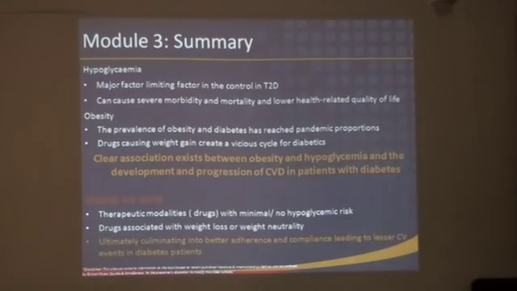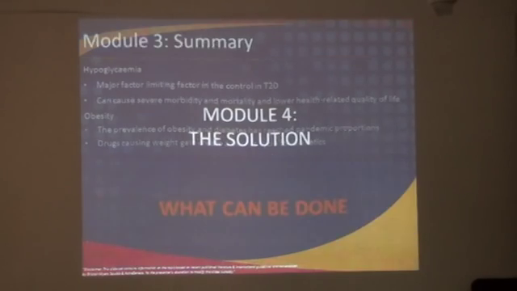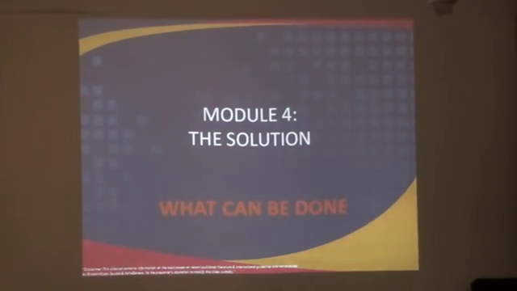So in summary, we mentioned hypoglycemia, we mentioned obesity, and there's a clear association between obesity, hypoglycemia and cardiovascular disease. So we need modalities with minimal hypoglycemia, drugs with weight loss or weight neutrality. So this will lead to better adherence and compliance, leading to fewer cardiovascular events. Remember, the majority of your diabetic patients will have a cardiac event before they pass away.